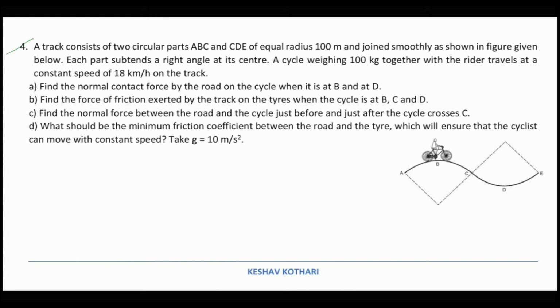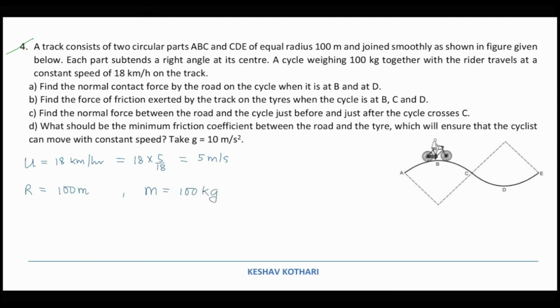So if we consider this problem, the first thing that we do is we obtain the value of velocity in meter per second. So 18 kilometer per hour can be written as 18 into 5 by 18, which is equal to 5 meter per second. And it is moving in a circle of radius 100 meter. So be it arc ABC or be it arc CDE, the value of radius is equal to 100 meter, and the mass of the cyclist which the question is stating is equal to 100 kg.